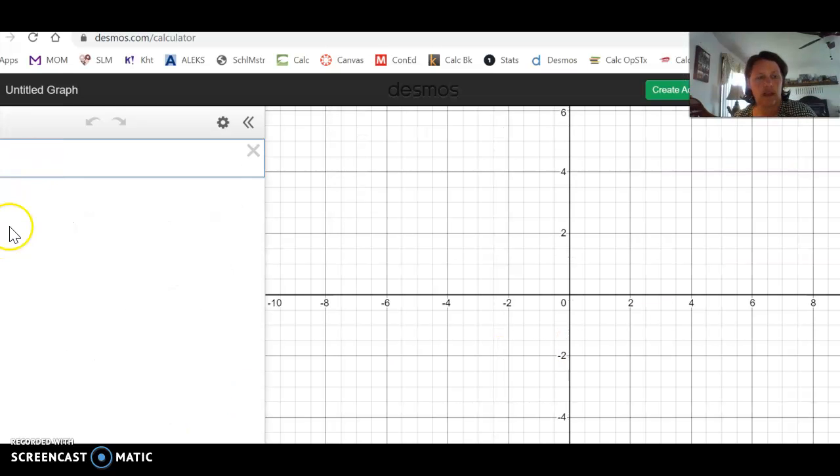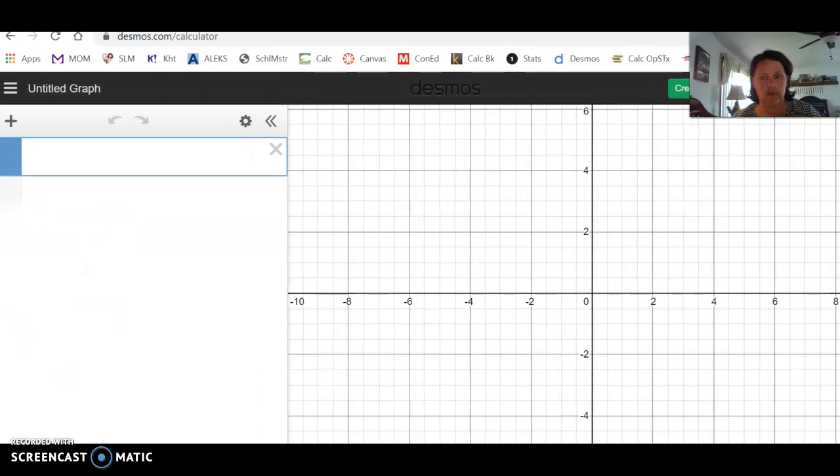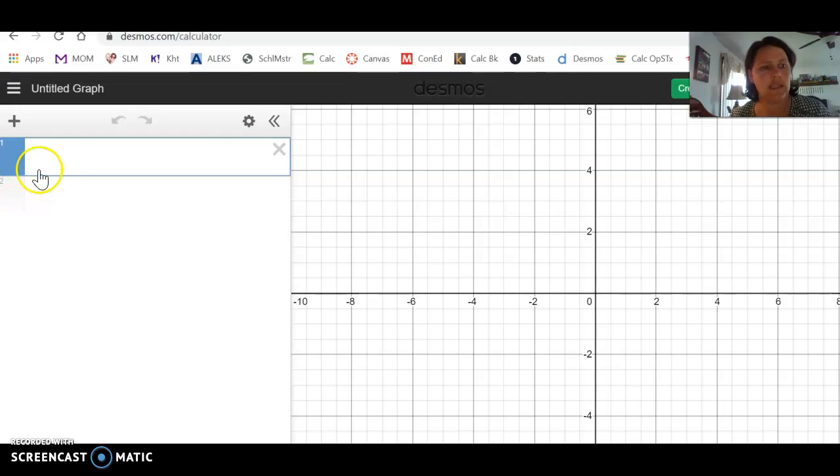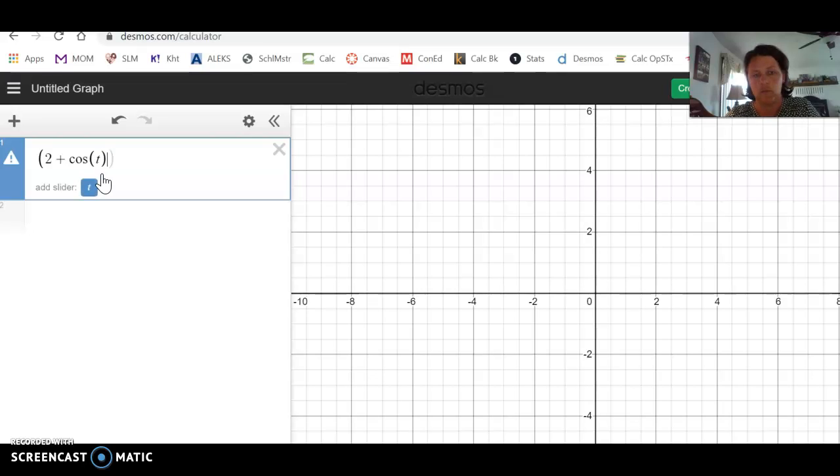Okay, so here is our Desmos screen. And in Desmos, let me see if I can move this over a little more. Okay, in Desmos, when you go to enter in a parametric equation, I want you to enter it in just like it is an ordered pair. So do parentheses, and then for x, you're going to plug in the x equation. So we'll have x as 2 plus cosine of t. So this is one of the examples. And then the y was sine of t.